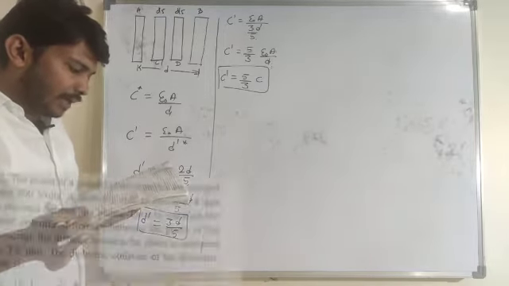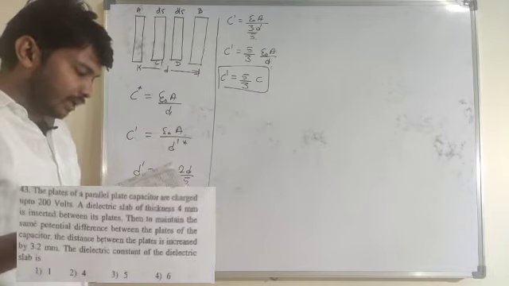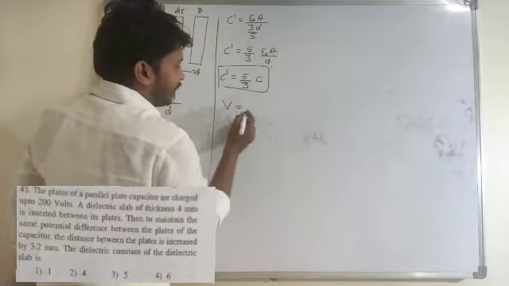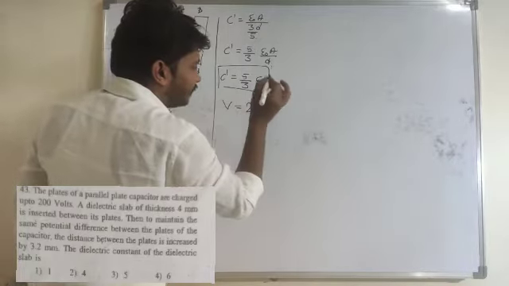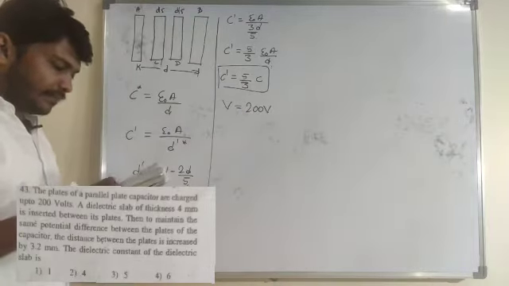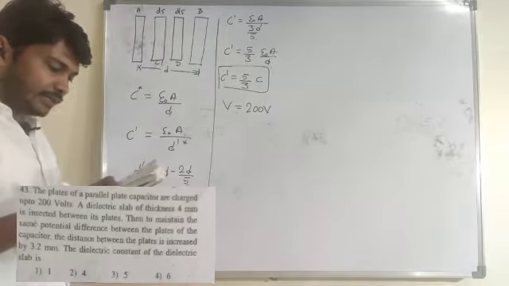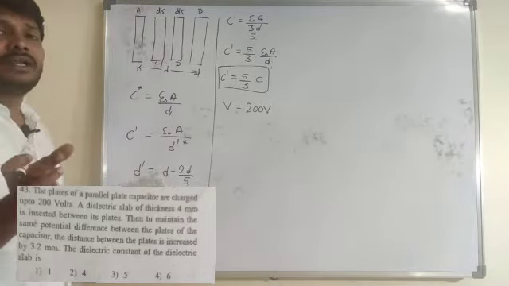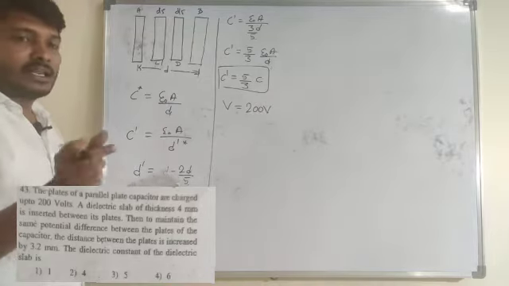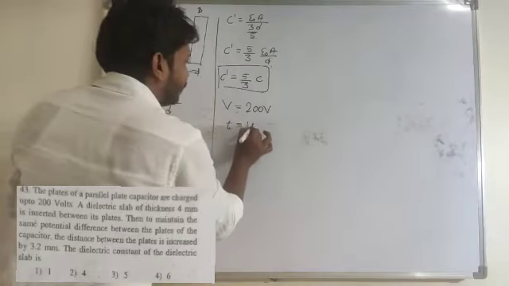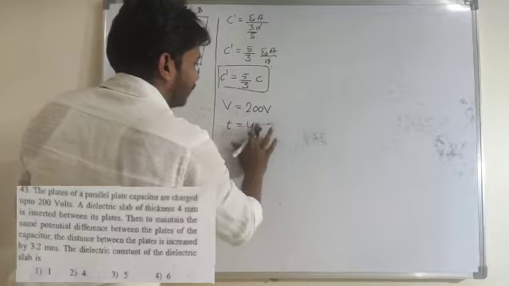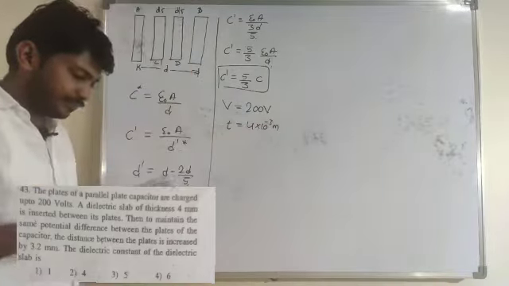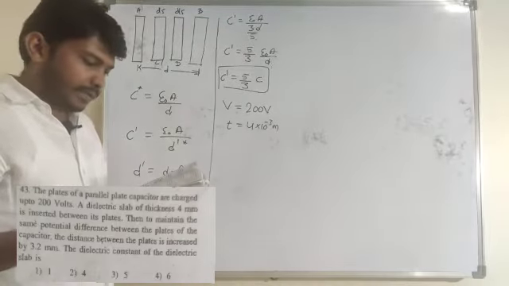The plates of a parallel plate capacitor are charged up to 200 volt. So the parallel plate capacitor is getting charged by providing a voltage of 200 volt. A dielectric slab of thickness 4 millimeter is inserted between the plates. So between the plates I will introduce a dielectric slab. Its thickness is 4 millimeter, or 4 into 10 to the power of minus 3 meter. Let me take that as inserted between the plates.